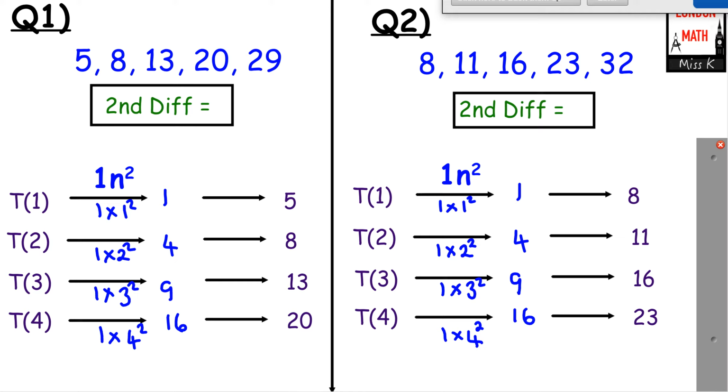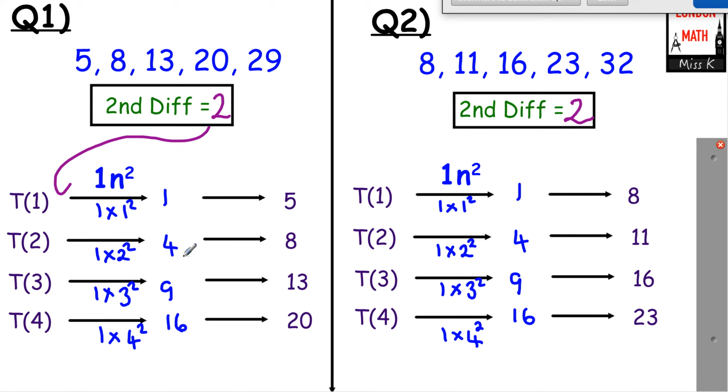Okay, so what I've already worked out is that I've looked at these numbers and the second difference is 2 for both of them. What do you need to do to the second difference? You need to halve it, and that will tell you that you get 1 in front of the n squared.